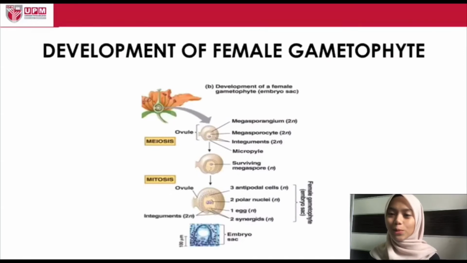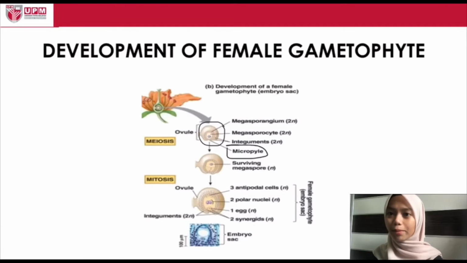So right now, we are at the second stage, which is the development of the female gametophyte. The ovary contains 1 or more ovules, and the ovule has a parenchyma cell that is almost completely covered by the integuments except for the micropyle. So as we can see here, the integuments cover all of the ovule except the micropyle.